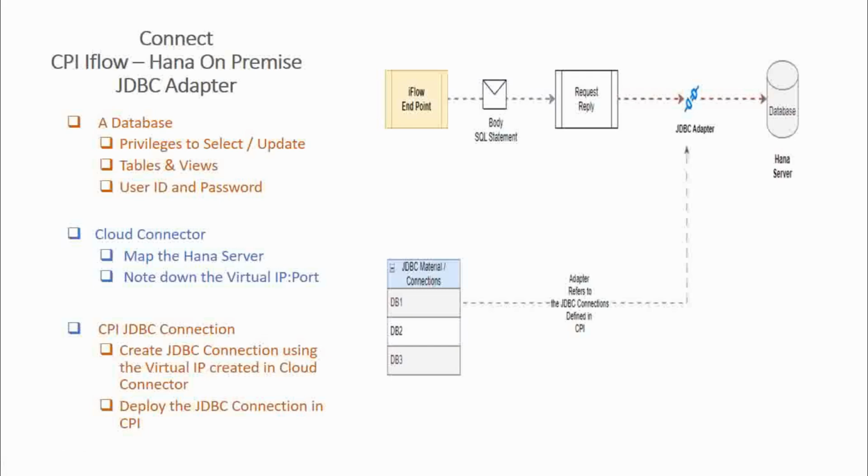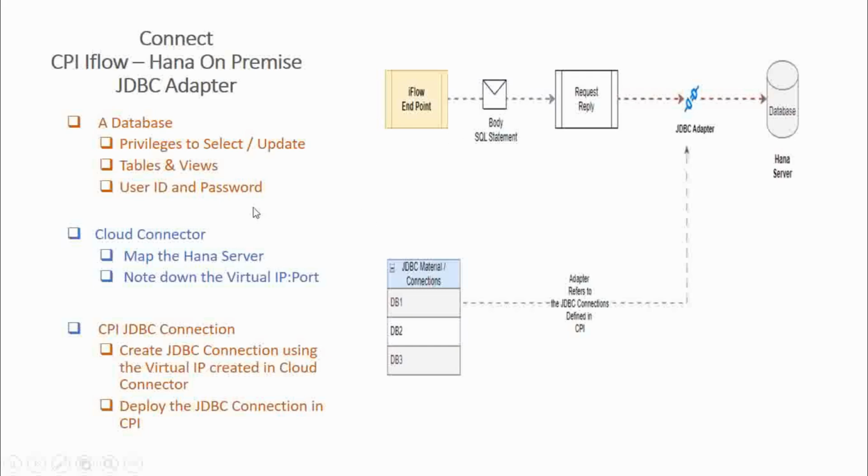The third step is in the CPI: you go to the JDBC connection section and create one JDBC connection. The connection will ask you what the IP address is. You will give the virtual IP address that you have created here, and mention it here. So this is what we are going to do now.